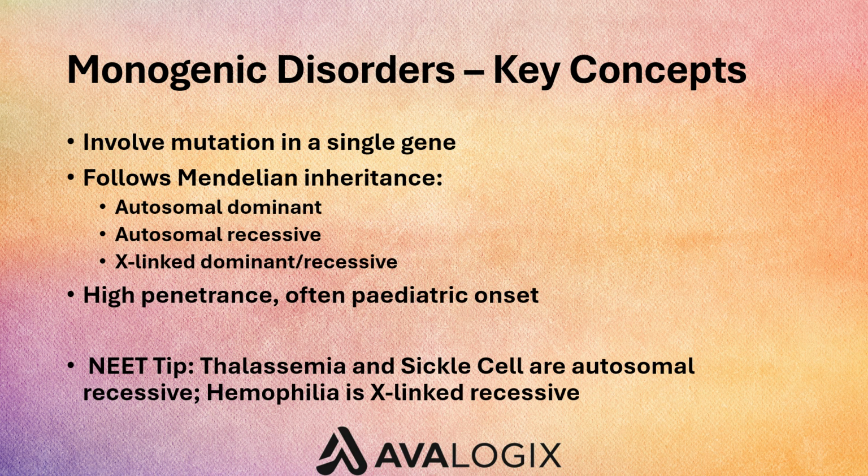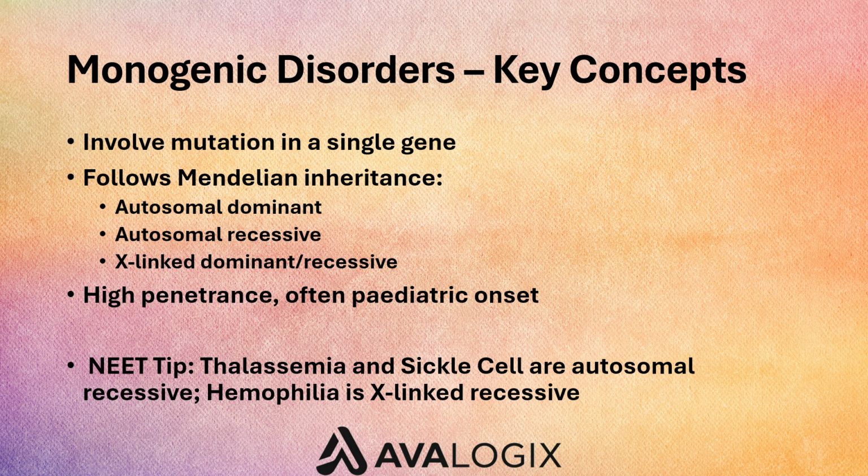Now, let's dive deeper into monogenic disorders, which are perhaps the most straightforward to understand and frequently tested in NEET and university exams alike. Monogenic disorders arise due to mutations in a single gene. These mutations can occur in coding regions, introns, or even regulatory sequences that affect gene expression. These disorders follow Mendelian inheritance patterns, which you should already be familiar with from previous chapters.